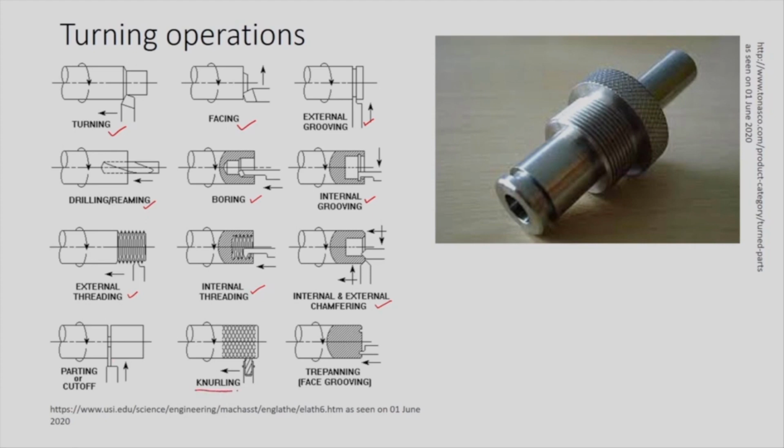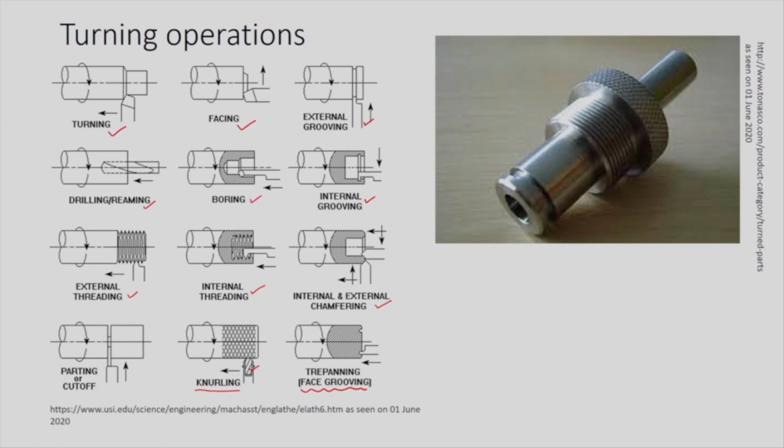So, knurling is not a material removal operation, it is a deformation operation. We are using a knurl tool to manufacture various textures. Particularly a diamond texture is generated on the work part for gripping purposes. Trepanning is the face grooving operation. So, if on the face you want to manufacture a groove, that is called the trepanning operation.